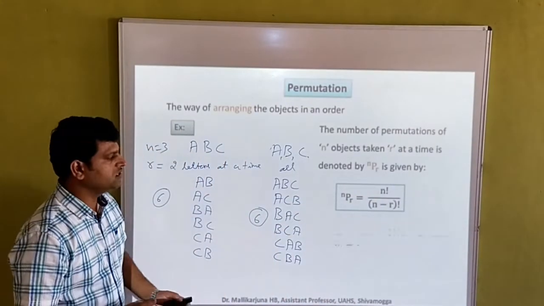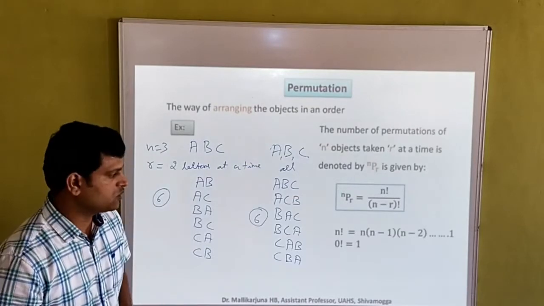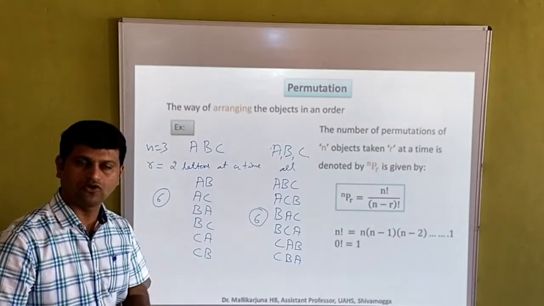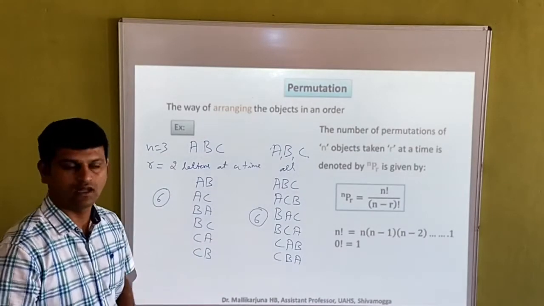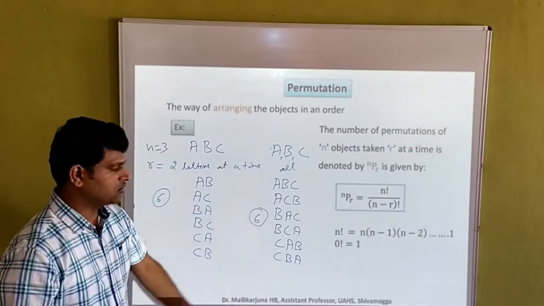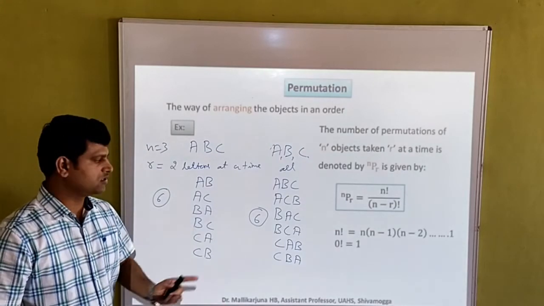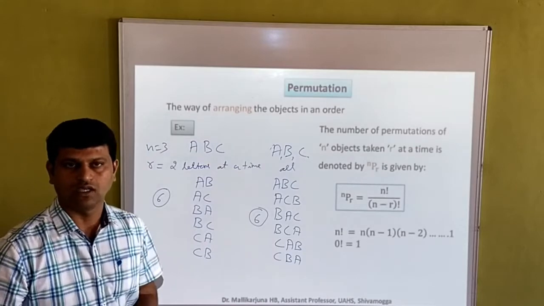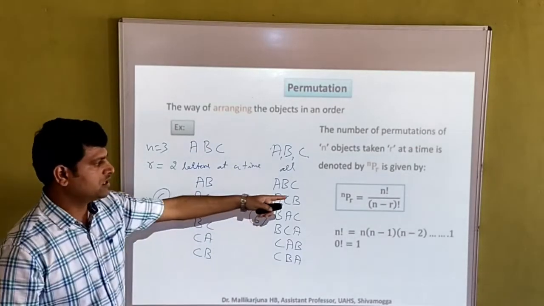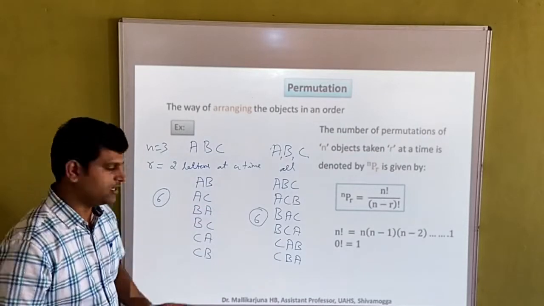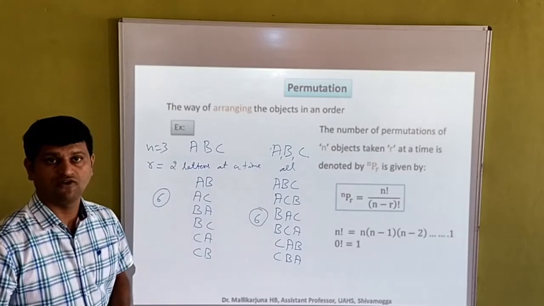N factorial means n into n minus 1 into n minus 2 and so on, so we have to decrease 1 unit from n each time, and at last we get 1. And also one more property here: 0 factorial is nothing but 1. We should remember this one. 0 factorial is equal to 1. Instead of writing these steps, I can use the formula directly to get the number of arrangements.